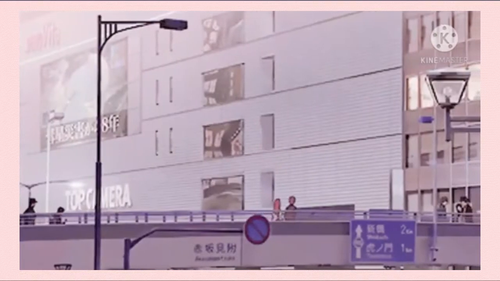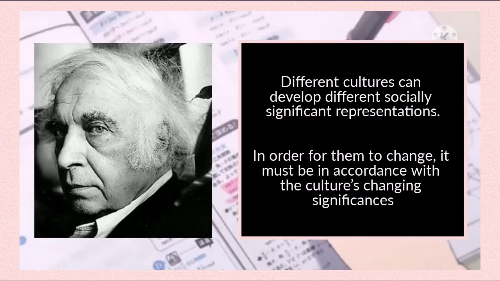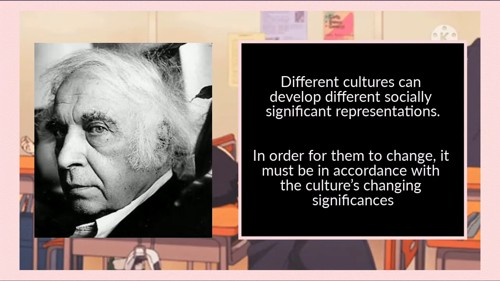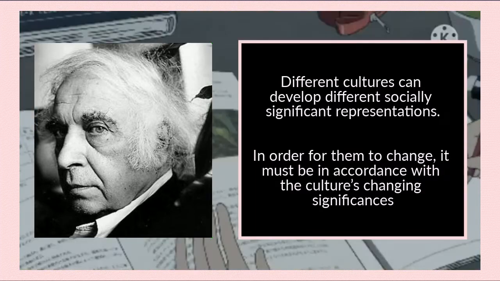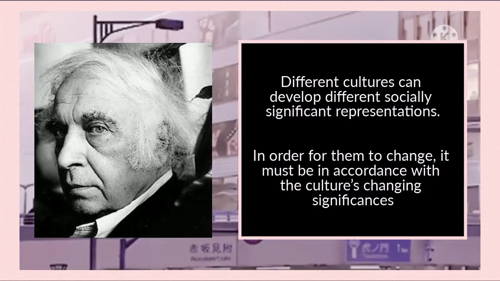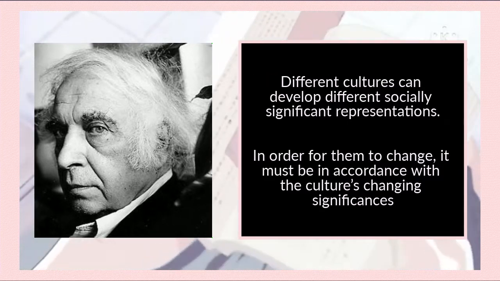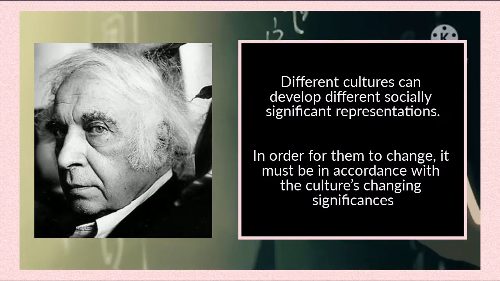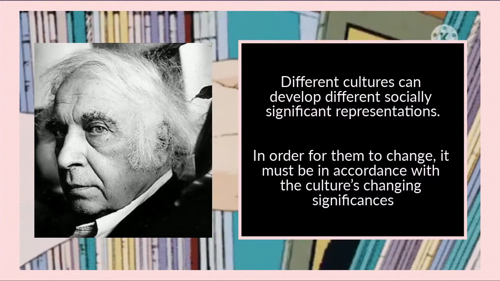In order to preface where differences arise between cultures, we can look at social psychologist Serge Moscovici's works, particularly a book he released in 2000 explaining his social representation theory. He said, as representations emerge in society through forms of communication, they eventually become a common sense view. And so, Moscovici explains that different cultures can develop different socially significant representations. In order for them to change, it must be in accordance with the culture's changing significances. So just as the West had its own interpretation of Nabokov's Lolita, Japan had its own as well.